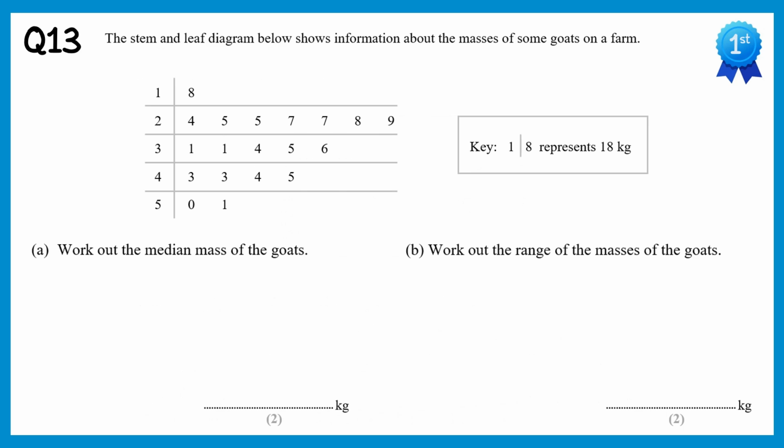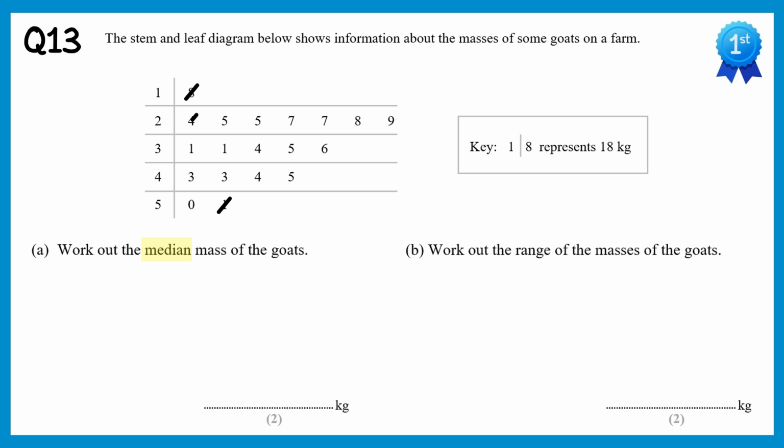In this question, we need to find the median mass of the goats. The median is the number that's in the middle. And good news, the stem and leaf diagram has already put the numbers in order for us. So we just need to cross off the greatest and least value over and over again until we arrive at the middle one. So let's cross off the smallest one, that's 18, and then 51 is the largest one.